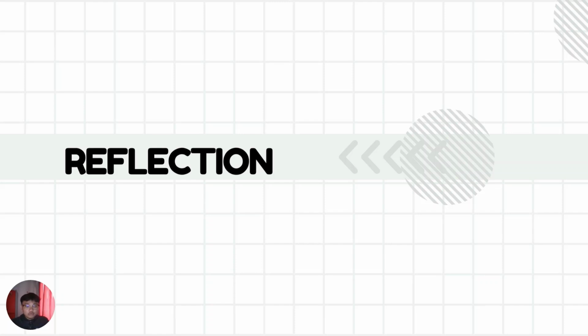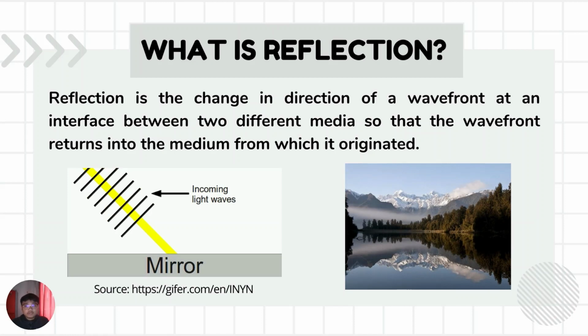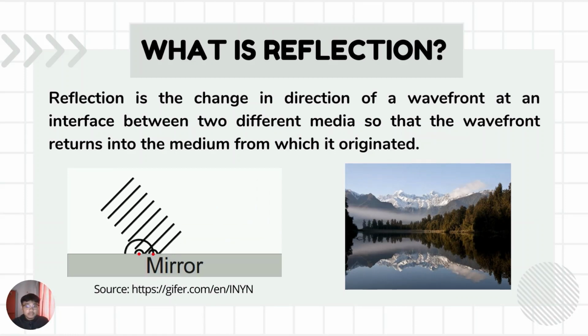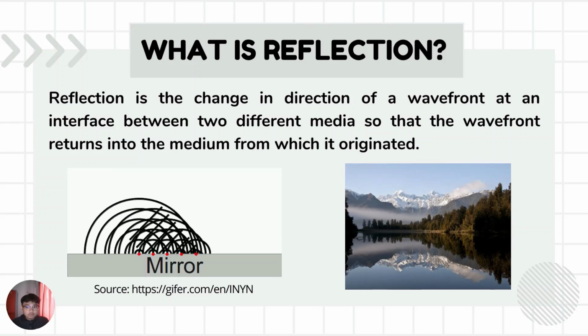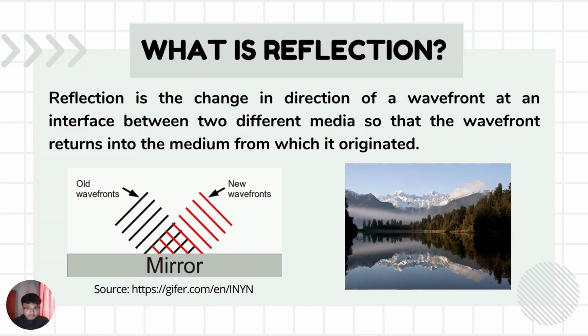Okay, let's continue with reflection. What is reflection? Reflection is the abrupt change in the direction of propagation of a wave that strikes the boundary between different mediums. If you look at the example here, there is a wave that strikes the mirror from the air. It will produce a new wave from the mirror that has the same angle as the incident ray. So what is actually the incident ray?